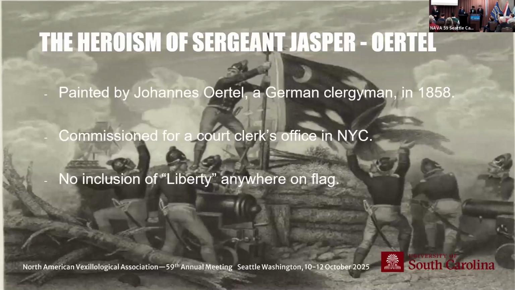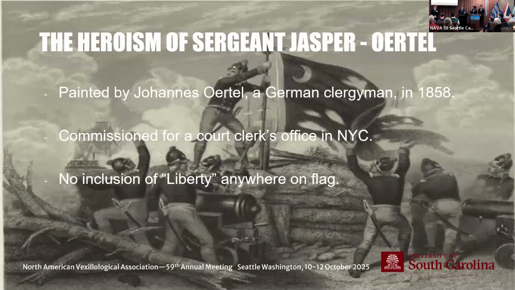Our next piece comes a little bit later, almost 70 years after the battle, and was painted by Johannes Ortel, who was a German clergyman, in 1858. He actually moved to the United States only in 1849, so he had no direct connections to the battle. Similarly, he was commissioned by Martin Johnson and Co. to paint this for a court clerk's office in New York City. So this was increasingly removed from the battle.